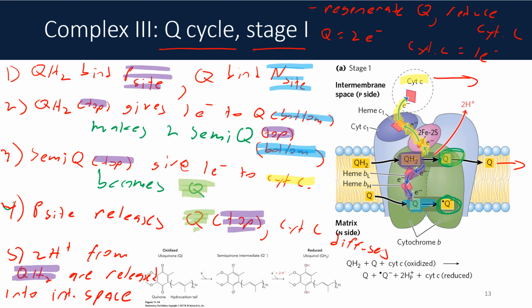And these two protons that get left behind get released into the P side, the intermembrane space. This constitutes stage 1 of the Q cycle. Stage 2 is going to be all about dealing with this semiquinone in the N site.